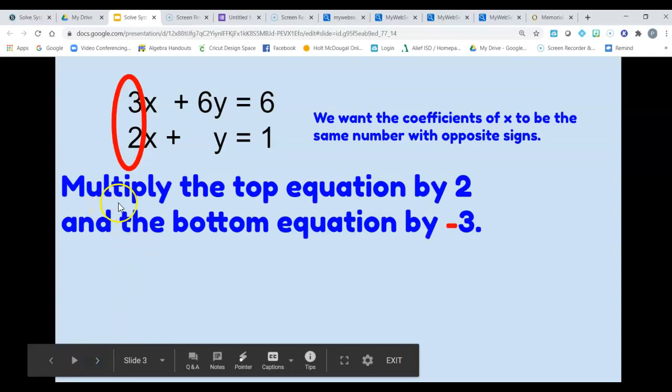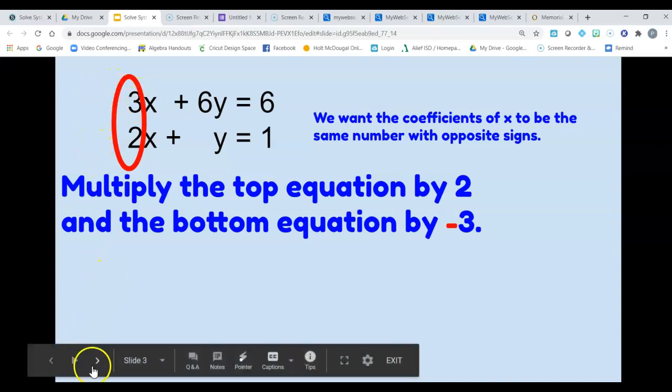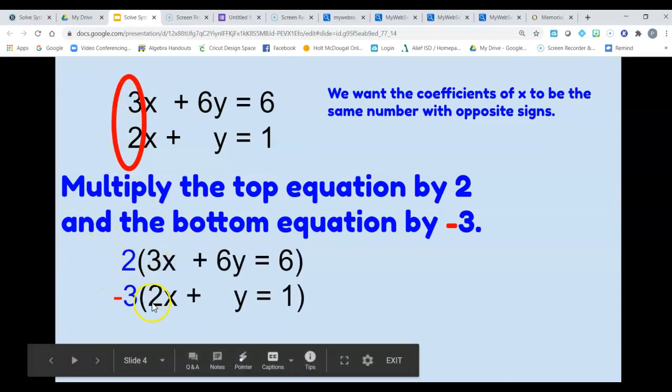Instead, I'm going to first multiply the top equation by this number, by 2. And the bottom equation by this number, but I'm going to change it and make it negative. So I'll multiply the top equation by 2 and the bottom equation by negative 3. So here, this number comes up here, and this number will come here but become negative.